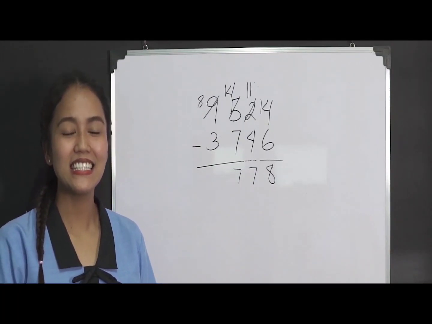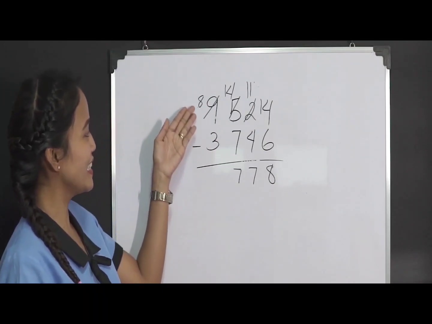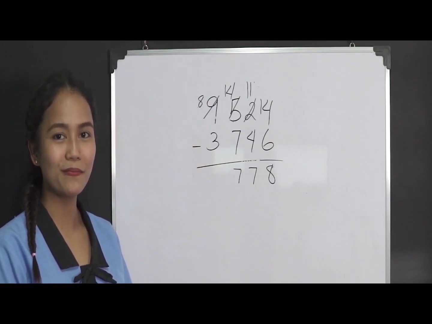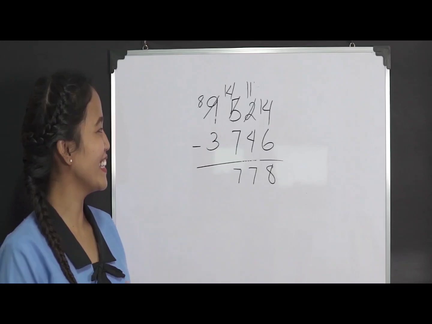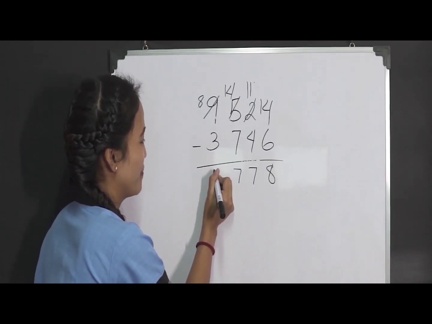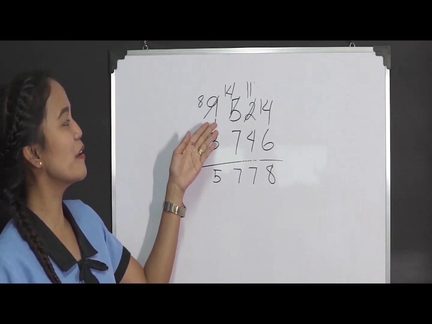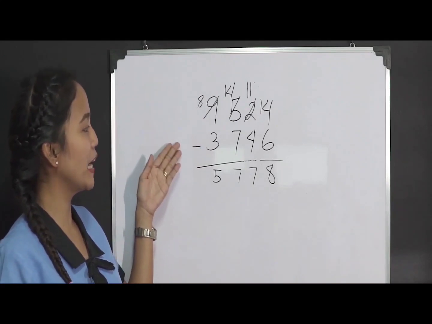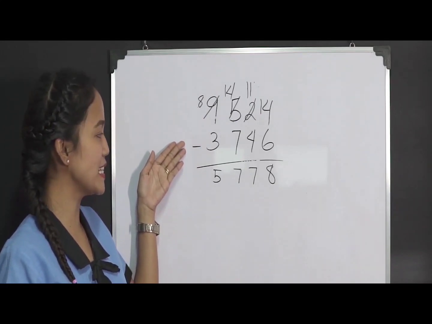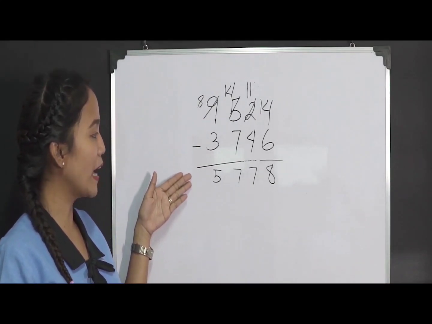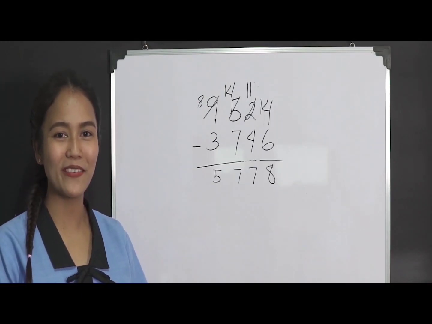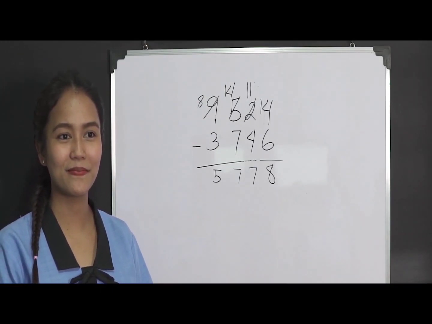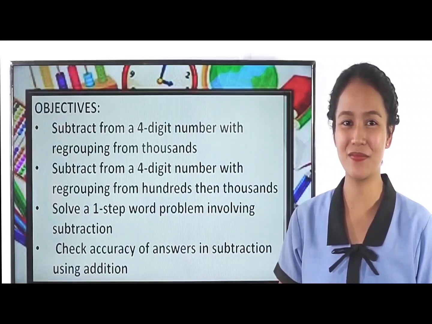And finally, the thousands place. 8 minus 3 is equal to? Great! It is equal to 5. So, 9,524 minus 3,746 is equal to 5,778. Are we clear on this?